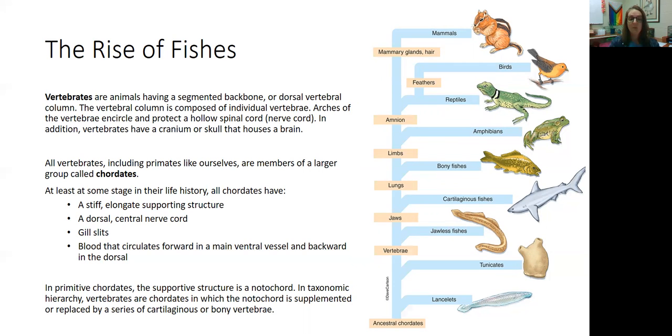So at some stage in life, all chordates have a stiff, elongate supporting structure, which we do, a dorsal central nerve cord, which we do, gill slits, which we do in utero, even though we don't have gills when we're born and as adults. When we are in our parent's womb, we do have gills. So right, we have gills as part of our life cycle. And blood that circulates forward in a main ventral vessel and backward in the dorsal, right? So all of these things describe mammals, birds, reptiles, amphibians, and fish. Fish were actually some of the very first chordates.